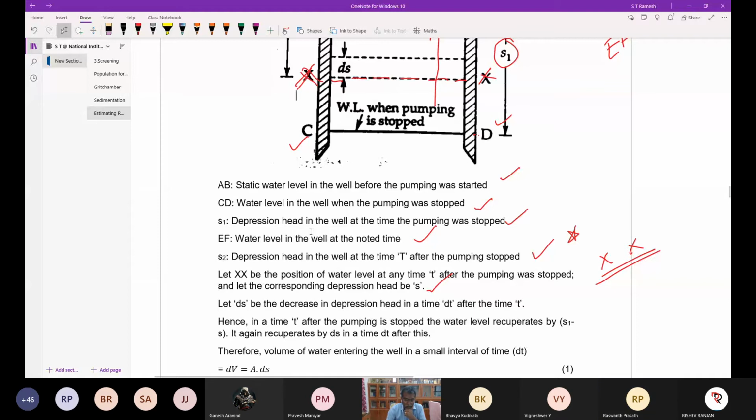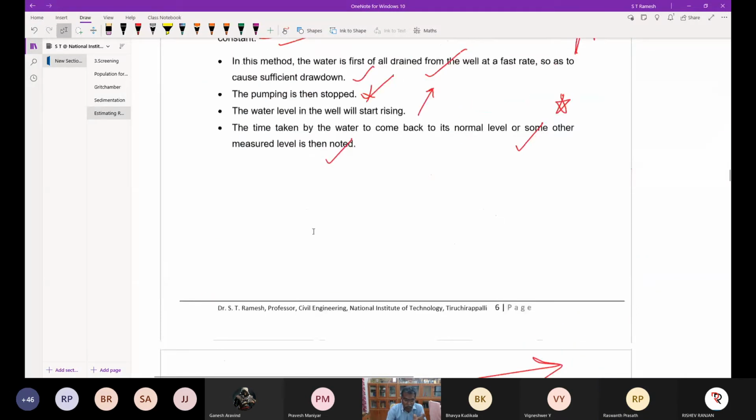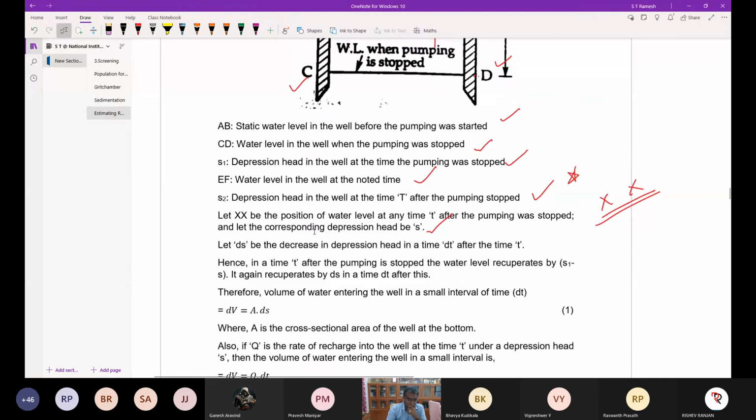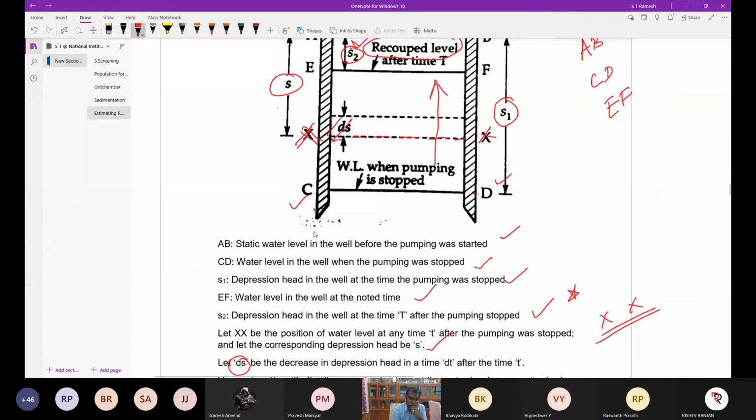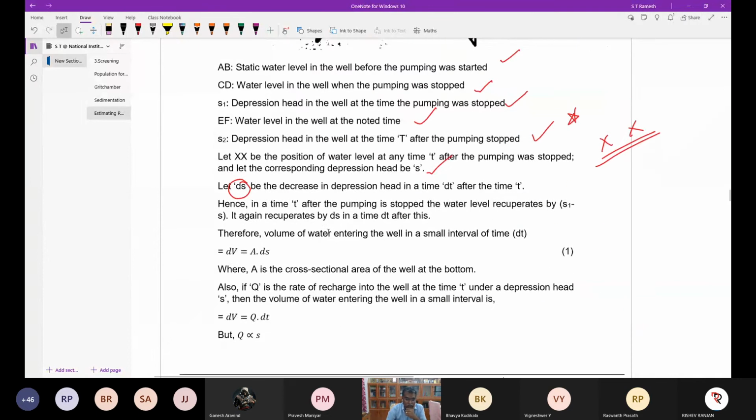Now similar to the previous, where we considered a smaller portion, here also we'll consider a smaller portion, that is ds, the decrease in depression head in a time dt after the time t. Please remember this point. I'm considering a small decrease in the depression head, ds, in a small time dt after the time t.